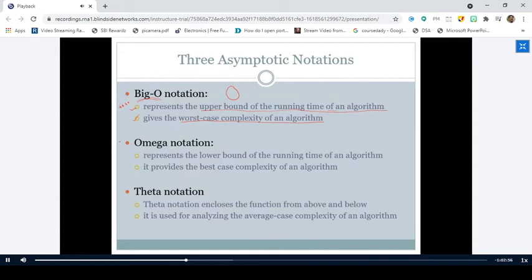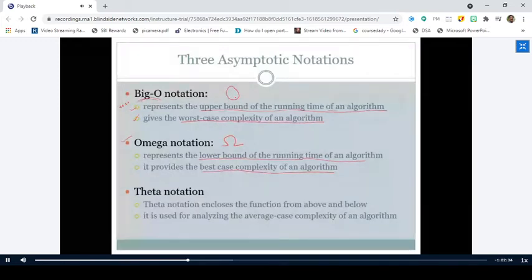Similarly, if you go for omega notation, this one, it represents the lower bound of the running time of an algorithm. The lower bound is nothing but the best case complexity of an algorithm. So in order to find the best case complexity, you will go with the omega notation. In order to find the worst case complexity, you will go with the big O notation. Is it clear up to this point?